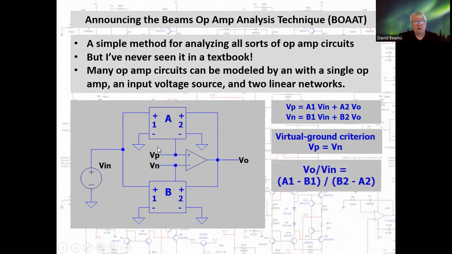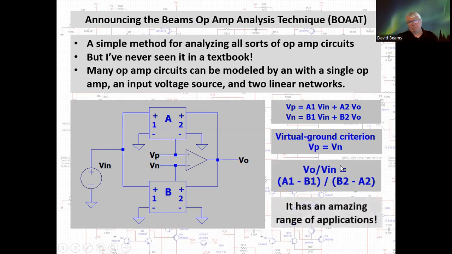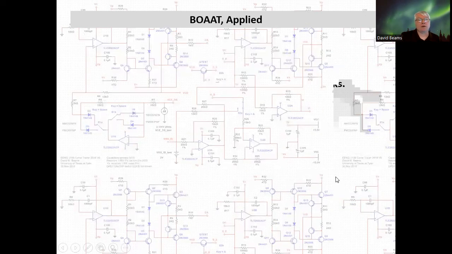Anyway, if I combine these three relations, I get a simple expression for the transfer relationship of V out to V in. It's A1 minus B1 over B2 minus A2. And this is it. This is the Beams op-amp analysis technique. It has an amazing range of applications. Let's apply it and see how it works.